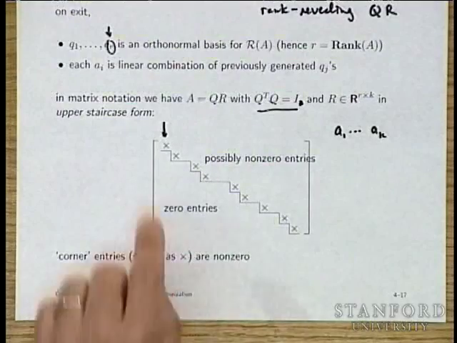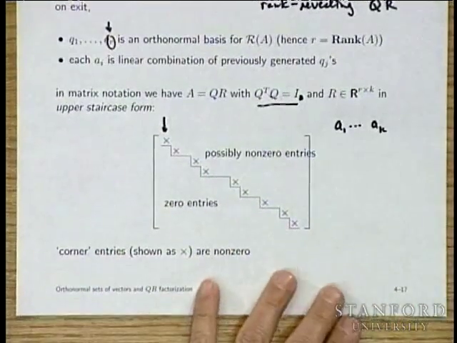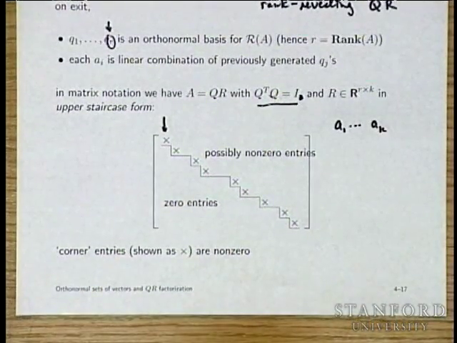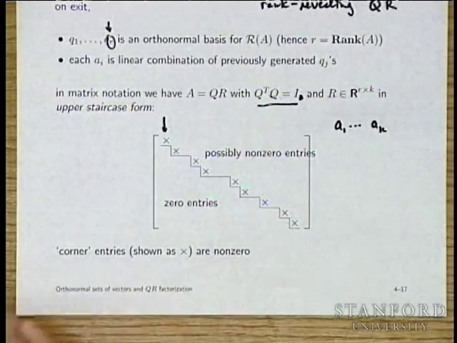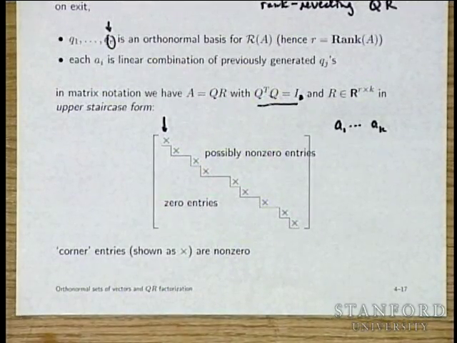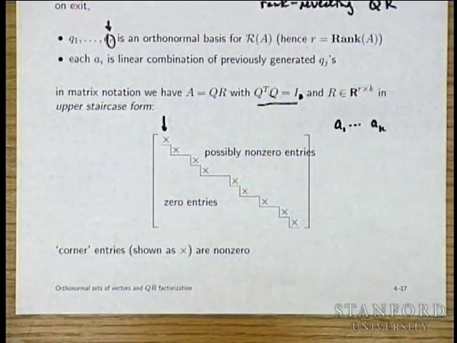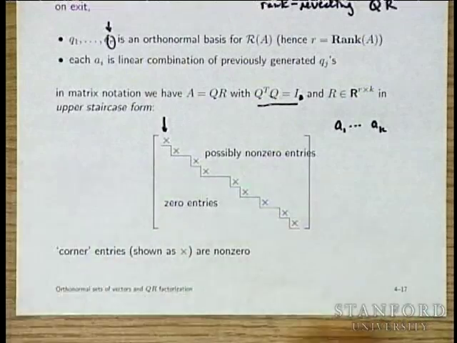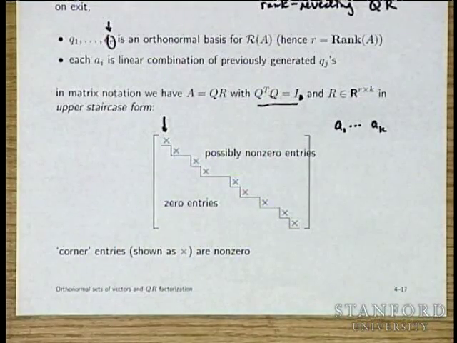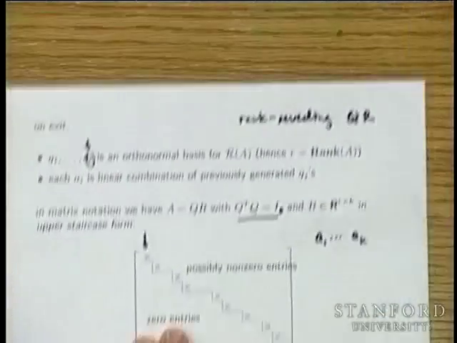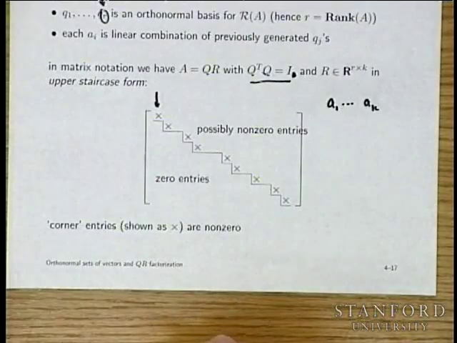Actually, the structure of this is quite revealing. It certainly tells you, in ascending order, which vectors are dependent on previous ones. So you get a lot of information and structure here.